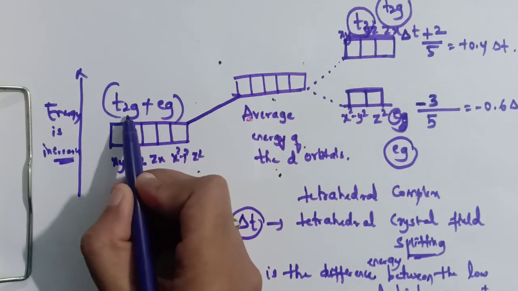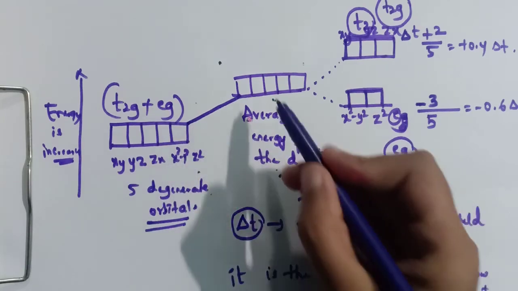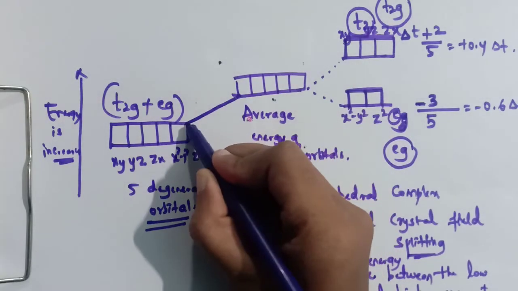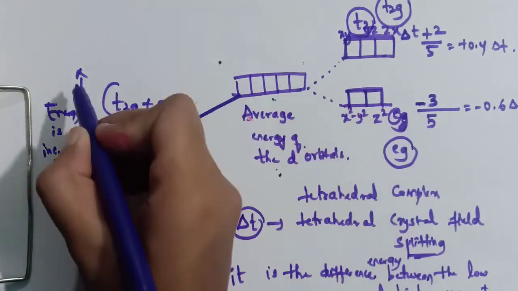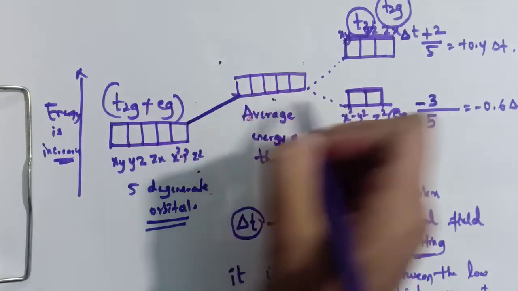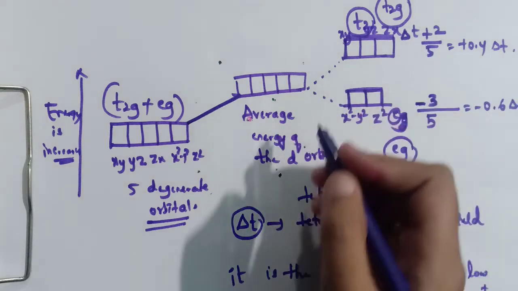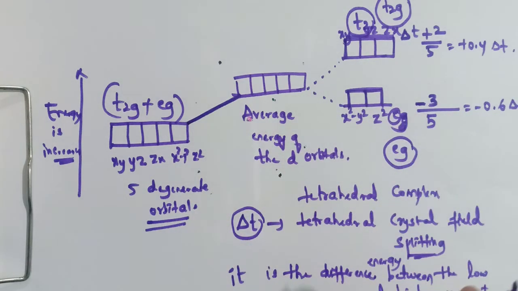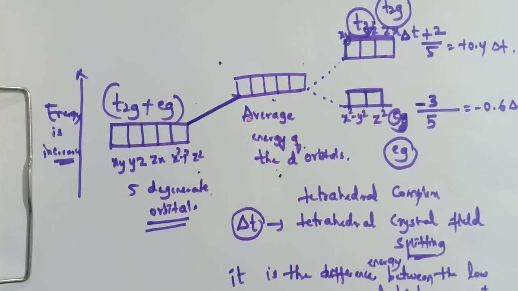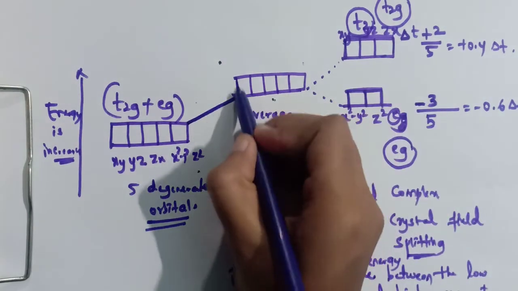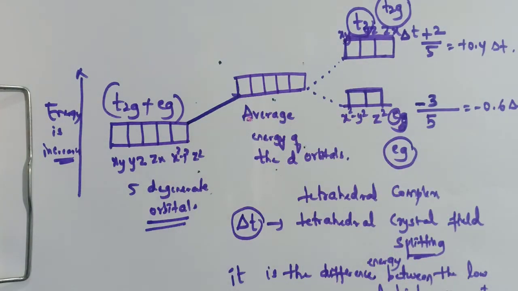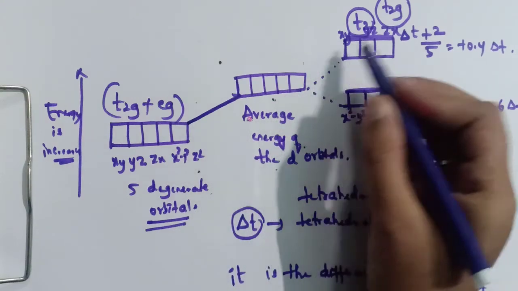It is a combination of T2g plus Eg. When the ligands approach, these are shifted to higher energies. Here you should mention energy is increasing. Here are the 5 ligands. Here it is the average energy of the d orbitals. When the ligands approach the central metal atom to form a complex, these are shifted to excited state, and the splitting takes place.